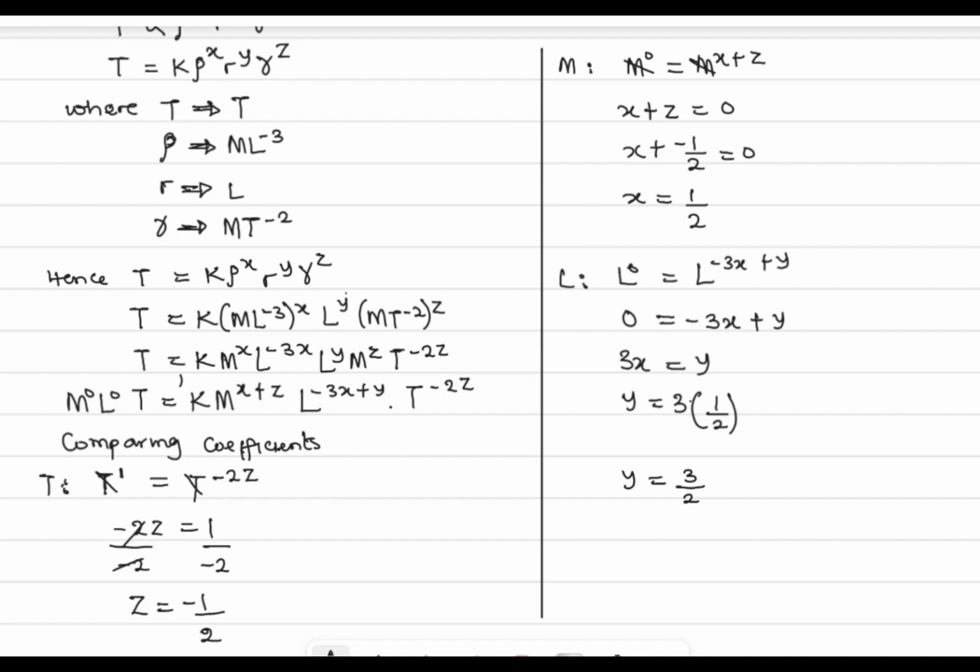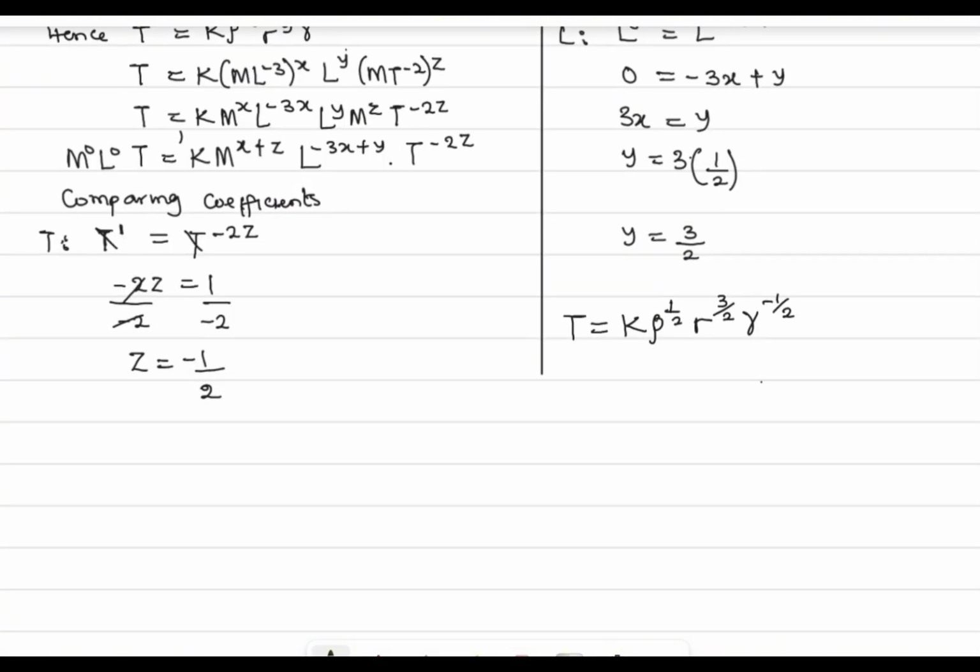So writing that now, we get that our period is now equal to, putting this into this equation, k. In place of density, which is rho, it has the power of x, and x is 1 over 2. So we write rho to the power of 1 over 2, and then radius having the power of y, which is 3 over 2, and then surface tension having a power of z, and z is minus 1 over 2. So that's that about this. But we can simplify this further actually.